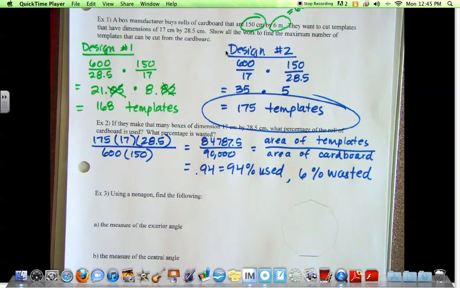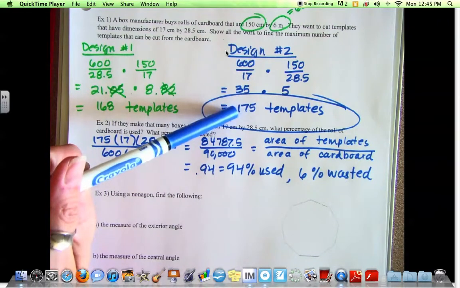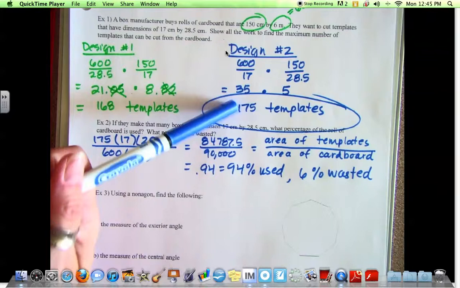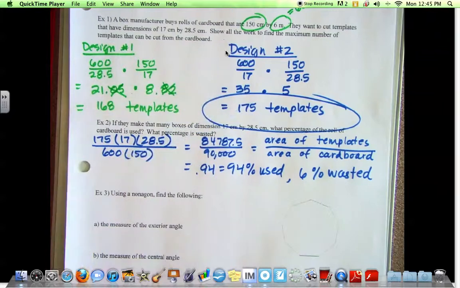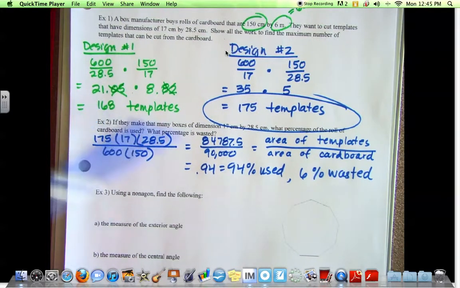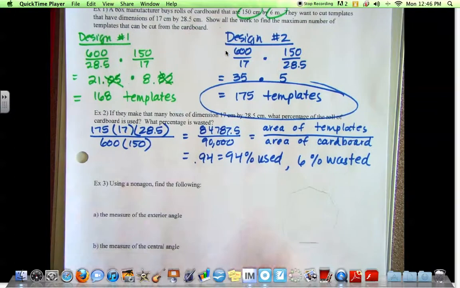No, because we're looking at the maximum number. That's a good question. We're looking at if we cut out the maximum that we can. If we used 168, do you think we would have more waste or less waste? We would have more waste. Would it be over 100% then? No. We would have a smaller percent used and a larger percent wasted. All right, questions on that?